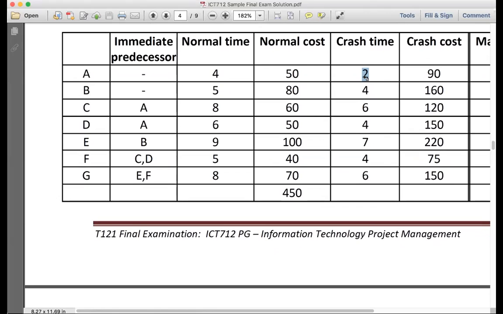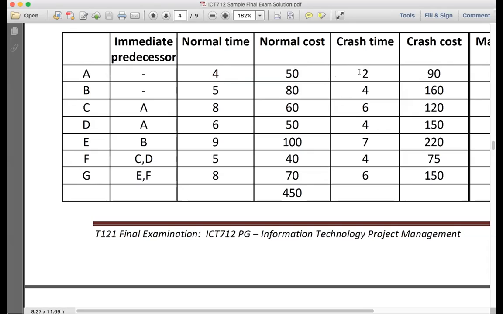I can crash it for 2 days. Now, the normal cost is 50. The crash cost is 90. So when I reach the 2 days, it's going to cost me 90. So it's going to cost me $40, 90 minus 50, 40. $40 for 2 days, which is 4 minus 2.